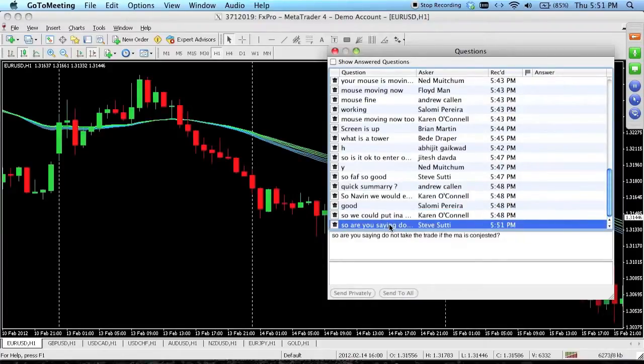Steve, so are you saying do not take the trade if the MA is congested? Yes, do not take it if it's congested. If you are taking it when it's congested, it's considered an aggressive trade. When it's congested, you're most likely in a sideways market. So this will help you filter the sideways market momentum. Okay? So do not trade in a congested MA. Okay, let's continue here.